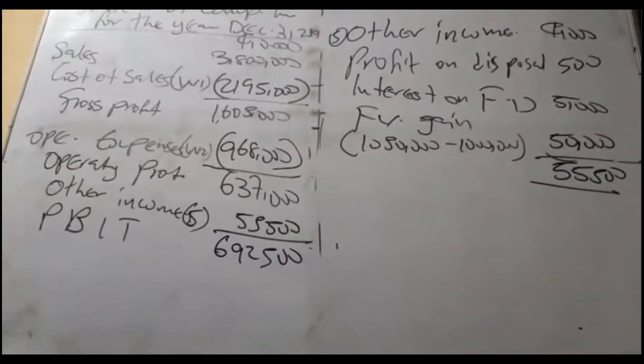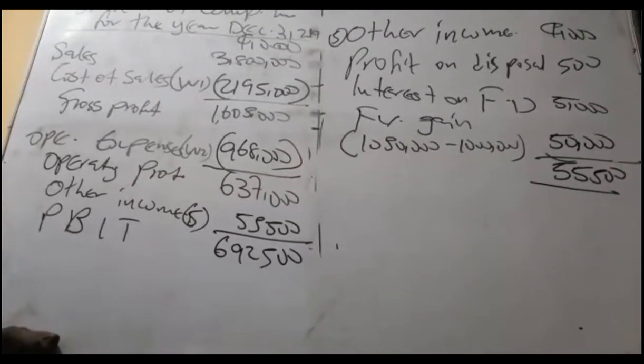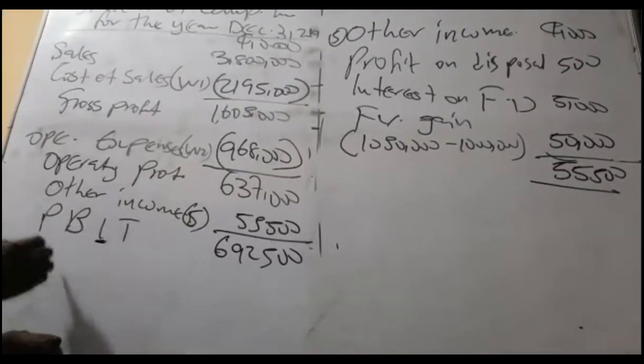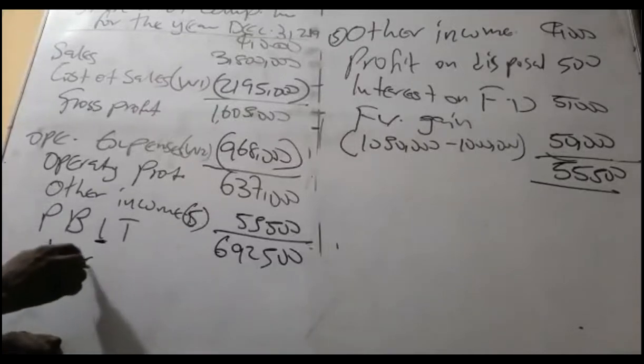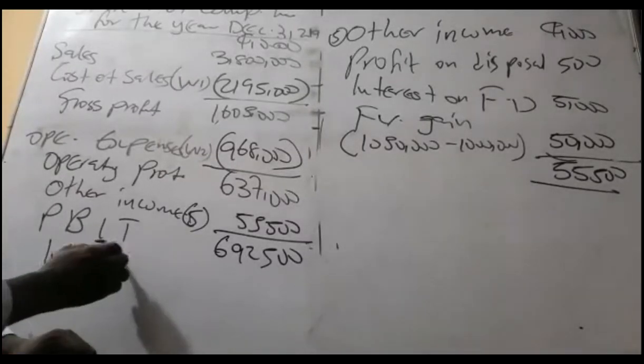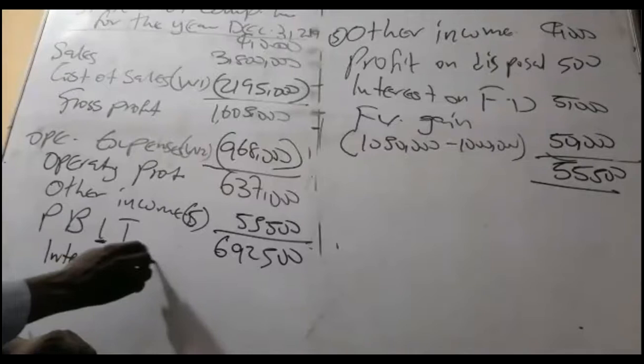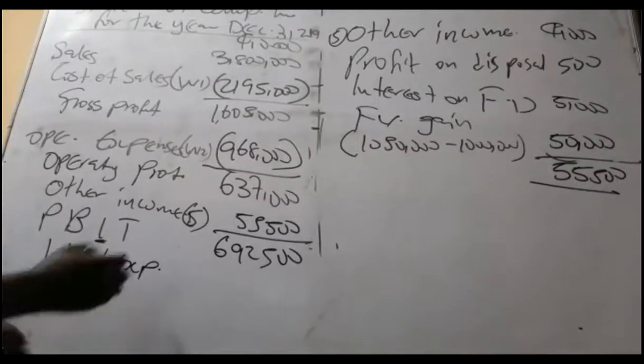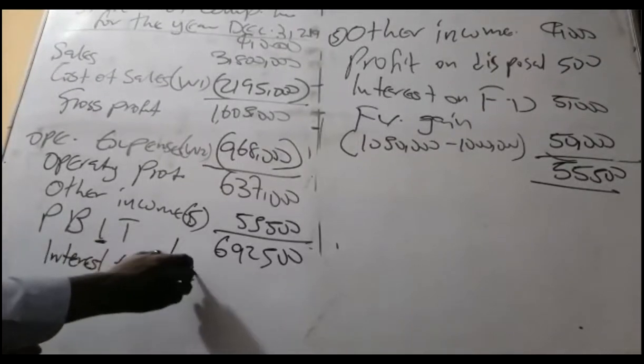Someone has a question. Let's go and pick the question up. The next level is interest. So interest will be interest expense or finance cost, any of them.